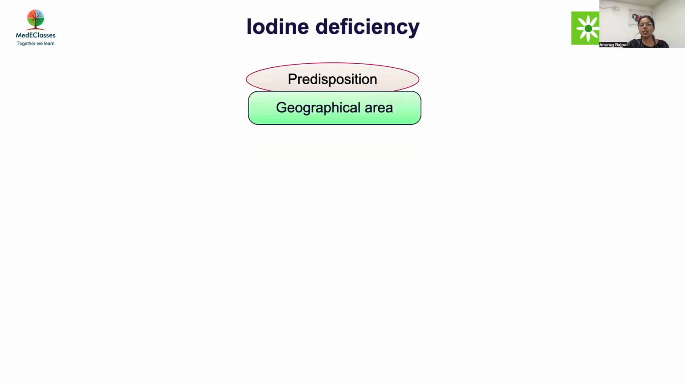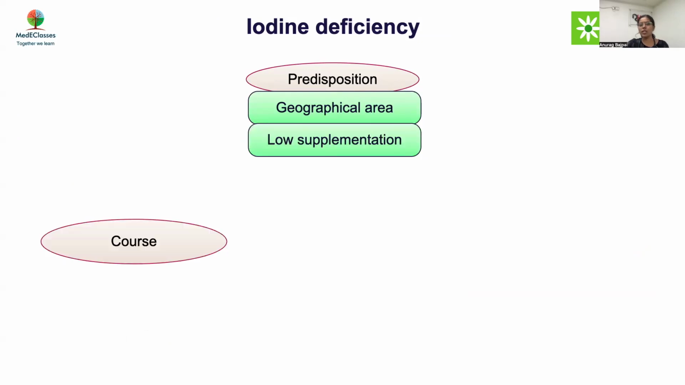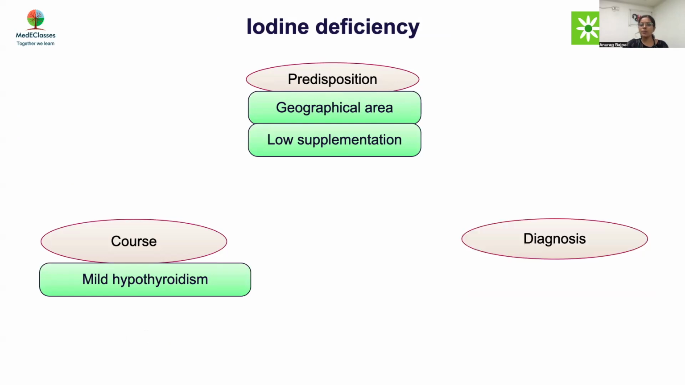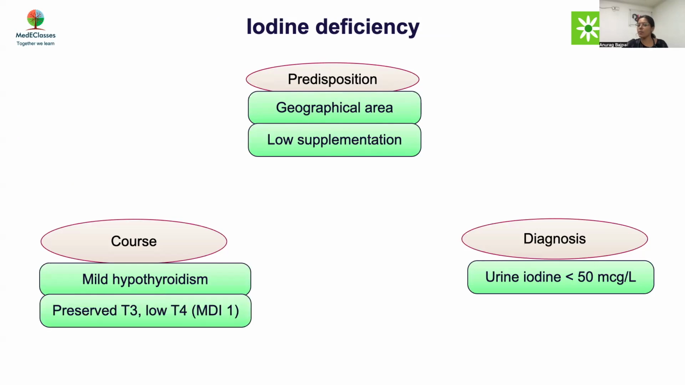Iodine deficiency: areas with deficiency of iodine or low supplementation of iodine can result in goiter. It usually has a mild hypothyroidism course, and diagnosis at community level can be done using urine iodine level, which is less than 50 microgram per liter.